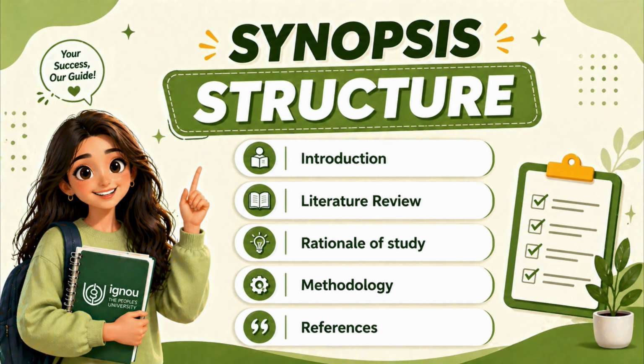Let's understand the structure of a synopsis. Your synopsis is divided into multiple sections like introduction, review of literature, rationale of the study, methodology, and references. Each section has a specific purpose. For example, introduction explains your topic, methodology explains how you will conduct the study. Once you understand the structure, the entire process becomes much easier and more organized.